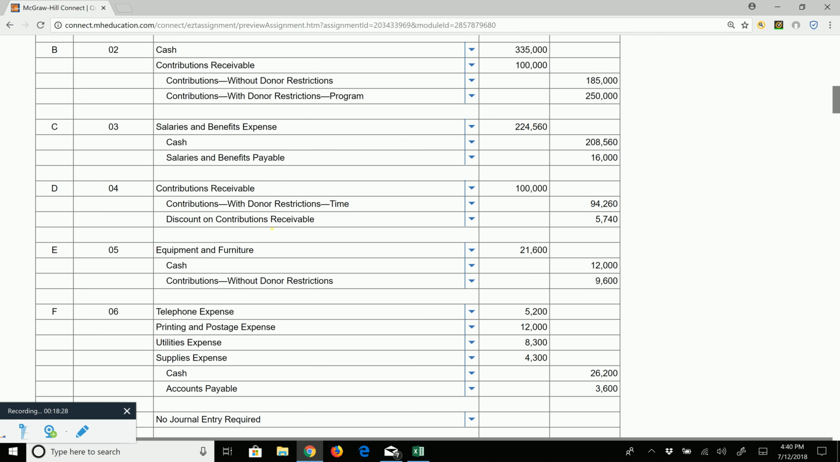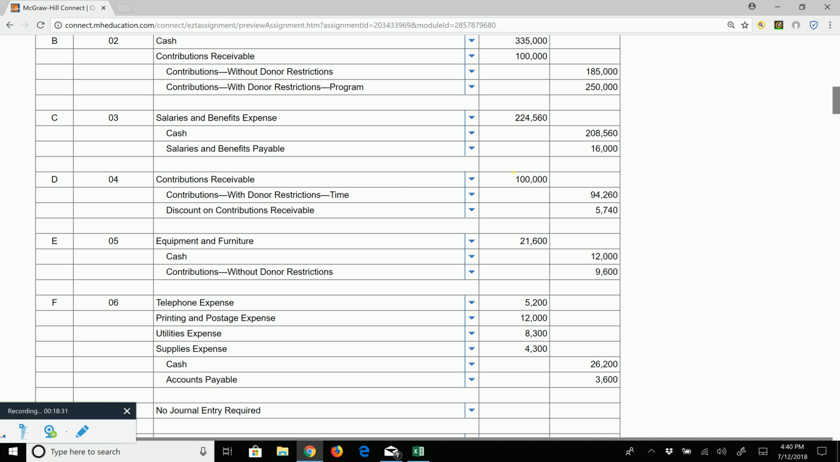So the journal entry is as follows. We'll debit the receivable for the full gross amount of $100,000, but we can only credit contributions with donor restrictions. There's a time restriction here for $94,260. This is the discounted amount. The difference between the discounted amount and the full amount, the future value, is going to be credited to discount on contributions receivable. This is a contra receivable. This discount will be amortized into revenue over the years when it's collected.